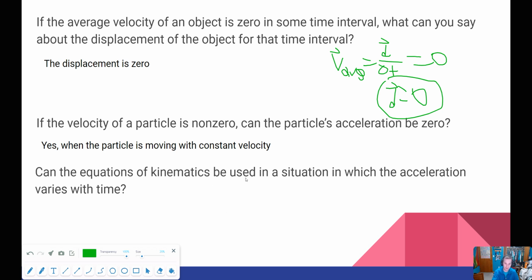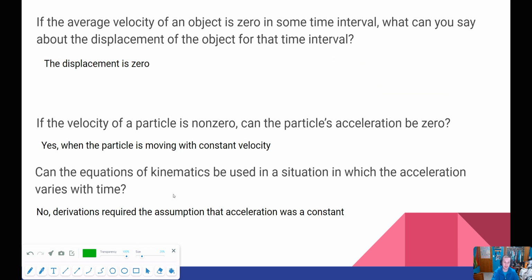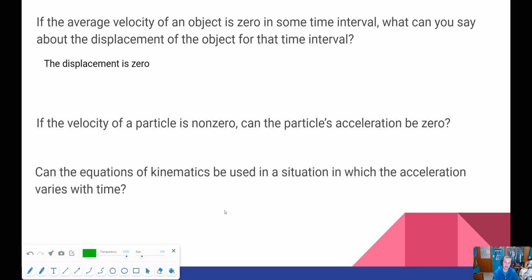Can the equations of kinematics be used in a situation where the acceleration varies with time? And the answer is no. That is not possible. The derivation specifically stated that we needed to have a constant acceleration. If we don't have a constant acceleration, we are going to be in trouble. It's not to say that you can't ever have something that isn't moving with a constant acceleration.